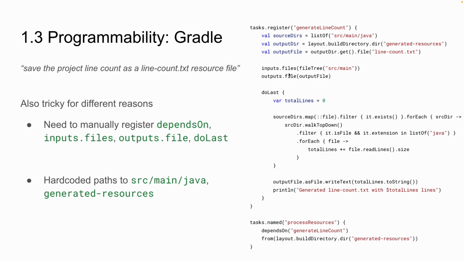Gradle runs on JVM, so no Windows problems. There's no bash XML escaping problems. It's just Kotlin or Groovy. But there's a lot of other tricky things, and making sure you have your depends-ons, input files, do first or do last, and stuff all wired up correctly. And this can be very subtle and hard to get right.